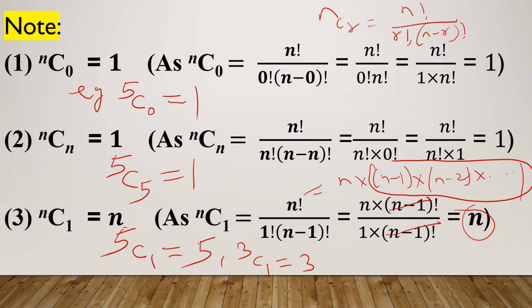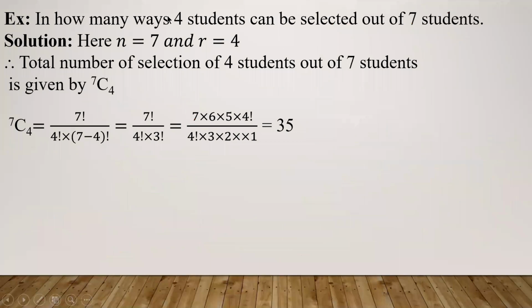Okay, so I hope you have understood the concept of combination. Now let us solve some problems. I have started with a very simple problem. In how many ways can 4 students be selected out of 7 students? There are 7 students and you have to select 4 students. In how many ways can that be done?